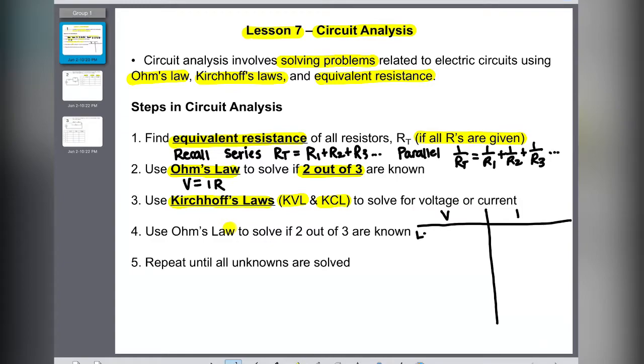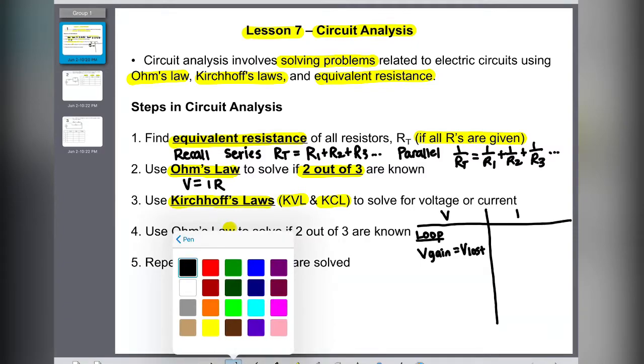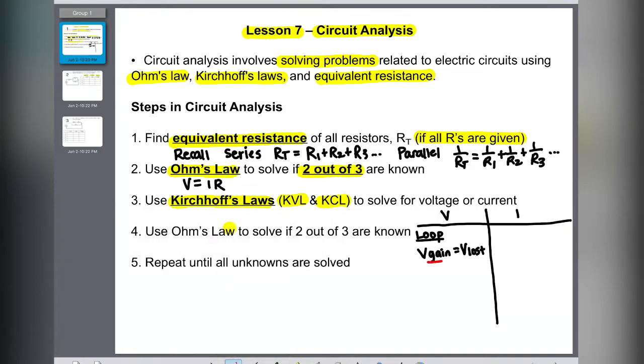I need you to look for voltage and you would do the loop. You would take your highlighter. Remember how you would physically draw in the loop and then count. The equation that you're going to write is V gain equals V lost. The gain happens at the battery, and the loss happens at the load. Then you're going to use a highlighter and physically draw in the loop like this in your circuit, and then count all the voltages that it goes through.